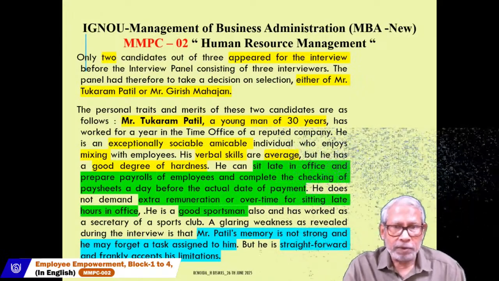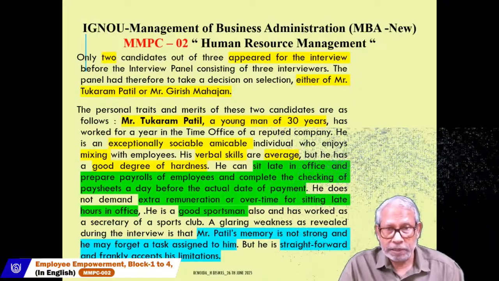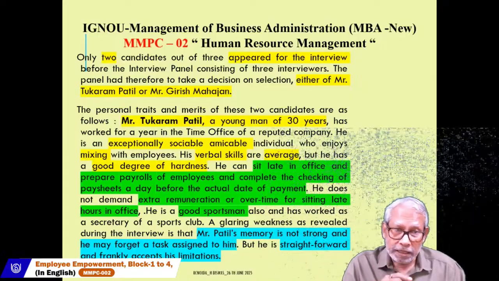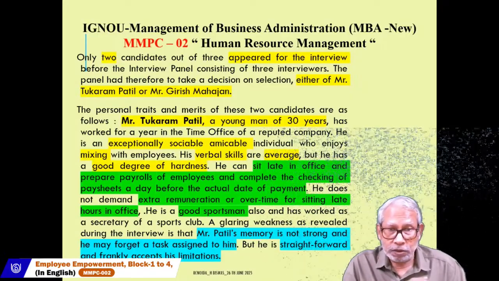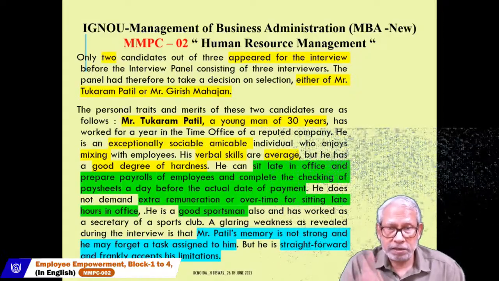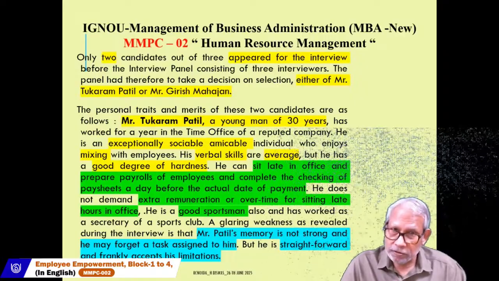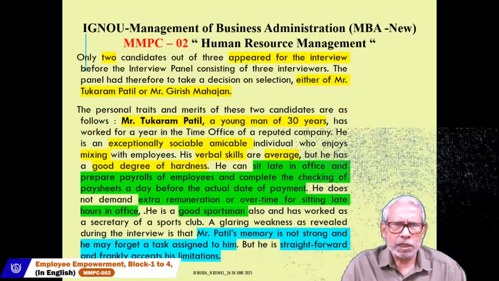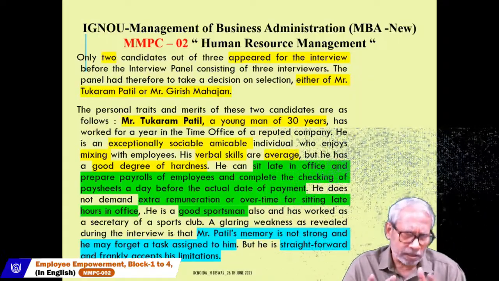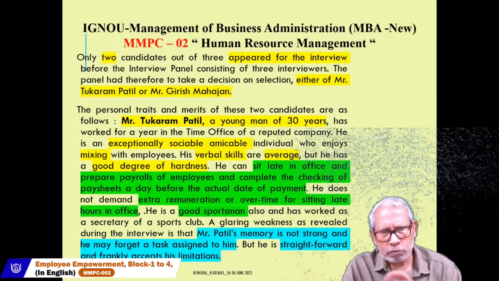Another color I highlight is for one of the pins. Patil's memory is weak, and he may forget tasks assigned to him. But he is straightforward and frankly accepts his limitations. So this is the biodata based on these personal things. Whatever the merits and demerits are, you have to list them out.